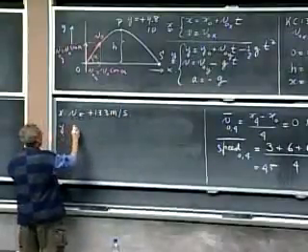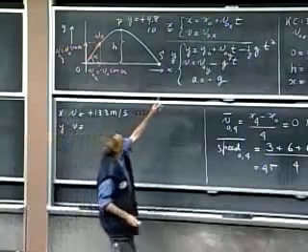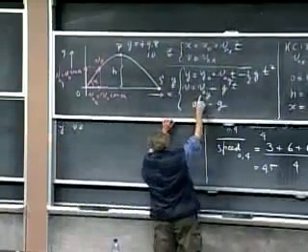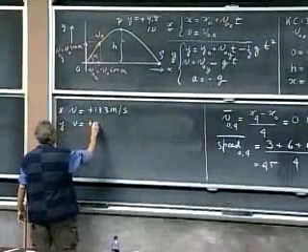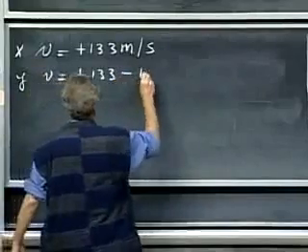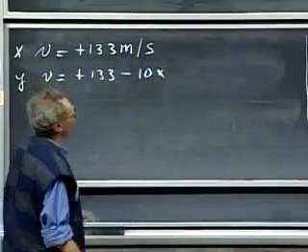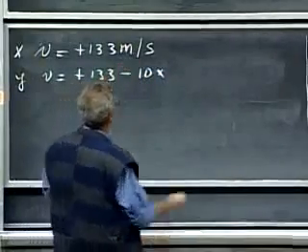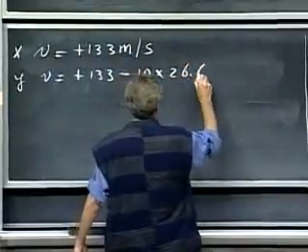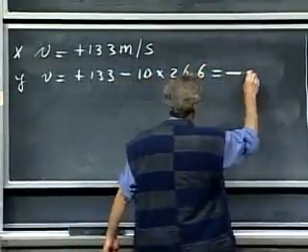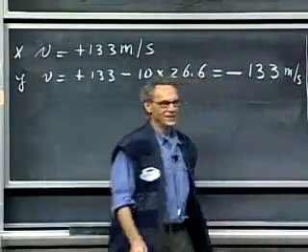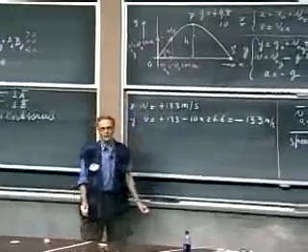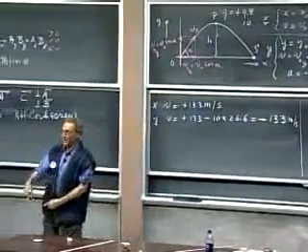What is the velocity in the y direction? I have to go to this equation now. V0y minus gt. So I get plus 133 minus 10 times the 26.6 seconds to reach that point S. And what do I find? Minus 133 meters per second. The velocity in the y direction started off plus 133, but now it is minus 133.